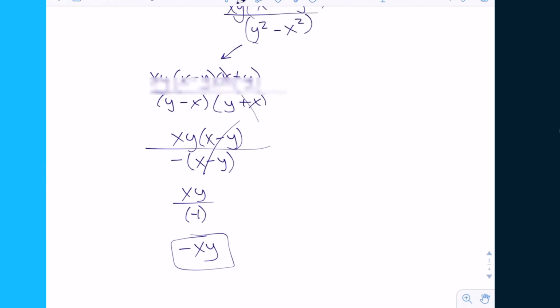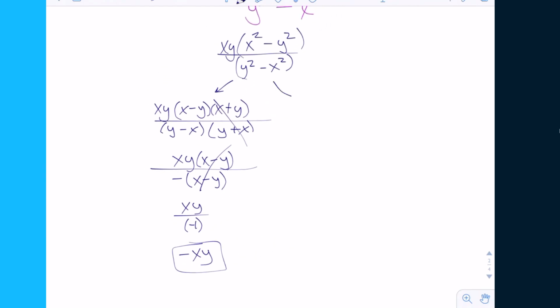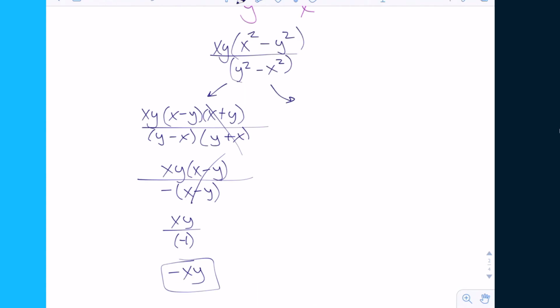Now, let's come back up here. I said there were 2 different routes we could take. Here's another route. These are difference of squares, so they do factor into the product of 2 conjugates. But can't we do the same thing up here that we did down here? Can't we factor out a negative from one of those? Yeah. Now I'm going to do it the other way.